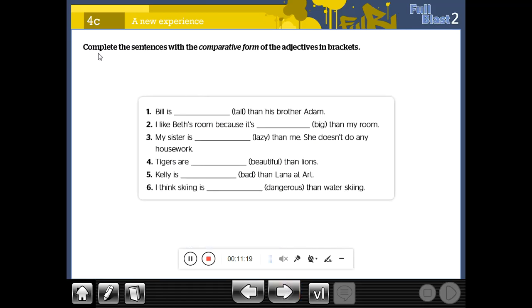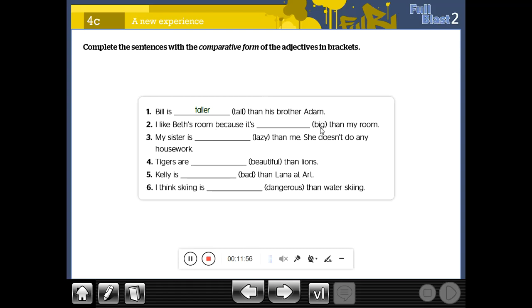Okay, here complete the sentences with the comparative form of the adjectives in brackets. Bill is taller than his brother Adam. Here we compare between Bill and his brother Adam, between two persons. So we add er. Good, taller than. I like Beth's room because it's bigger than my room. Here, yes, compare between my room and Beth's room. So between two rooms, we add er.